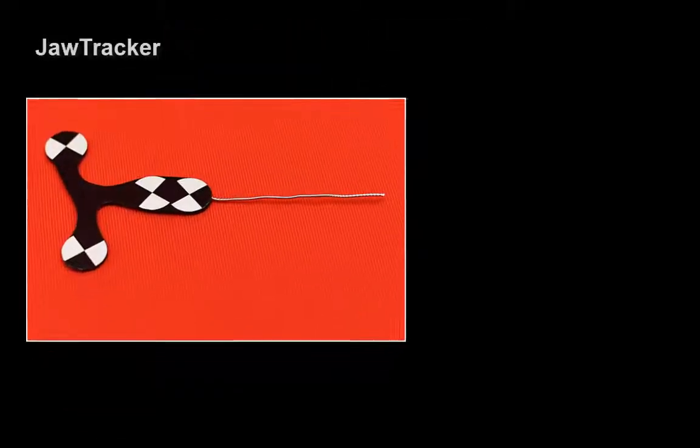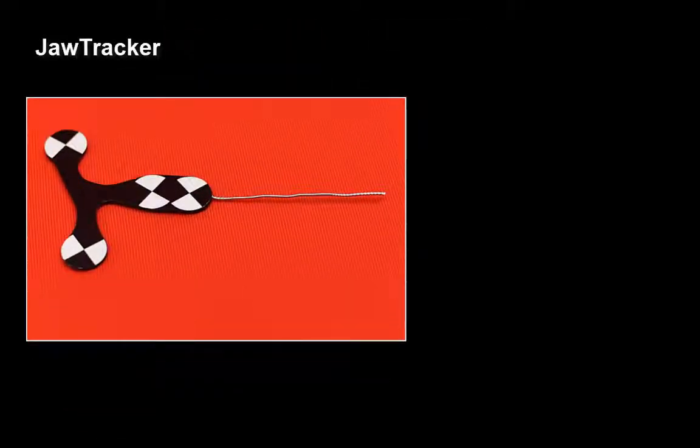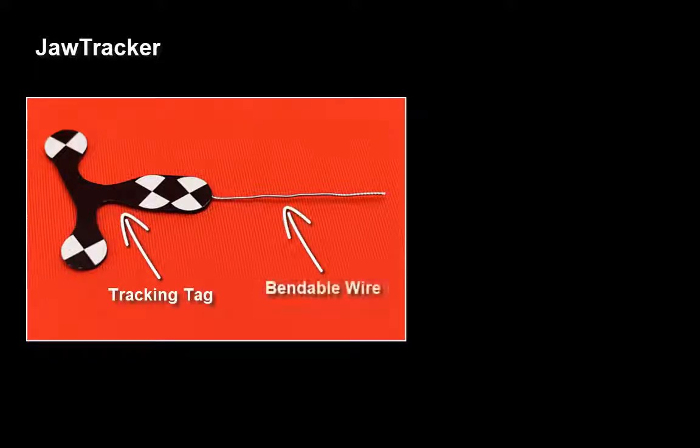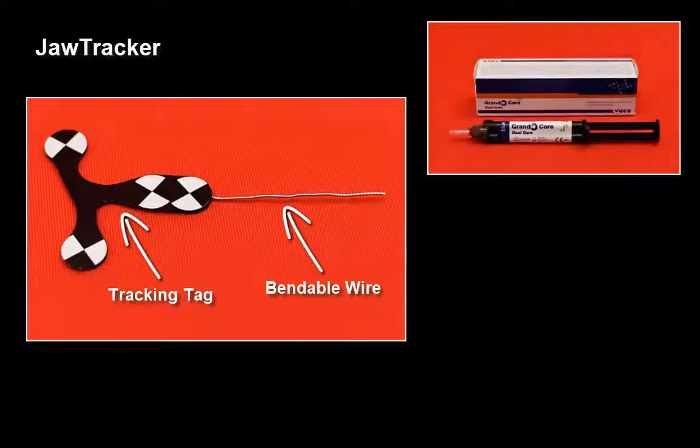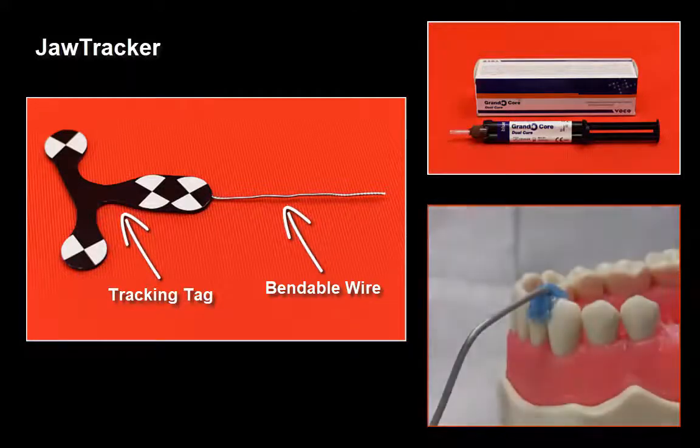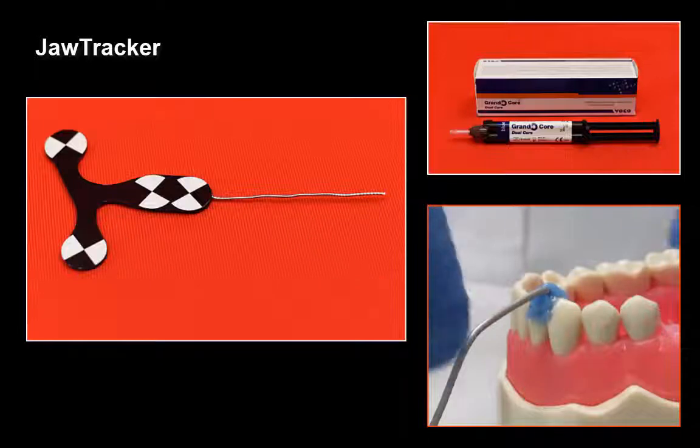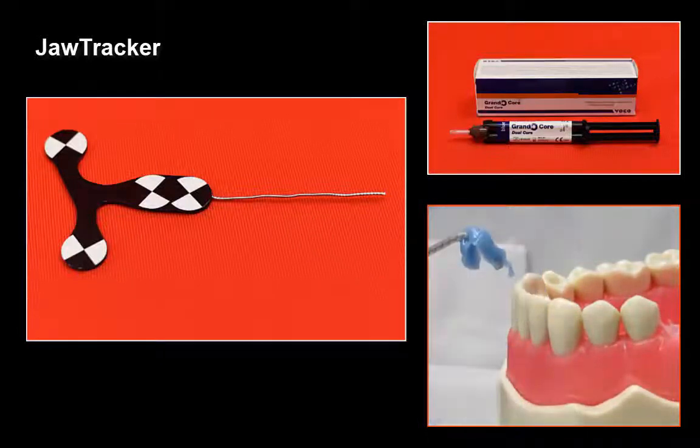The jaw tracker assembly is a single-use part, which consists of a marker plastic tag connected to a bendable stainless steel wire. The jaw tracker is installed on the patient's jaw by affixing its connecting bendable wire with a dual-cure composite resin to a tooth, crown, or abutment. Since no etching or bonding agent is being used, the removal at the end of the procedure is quick and simple.